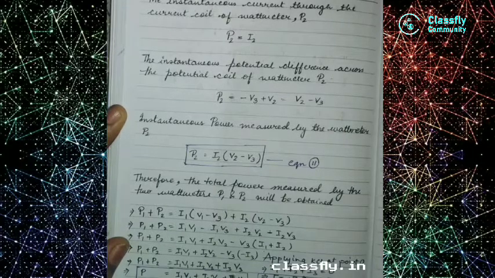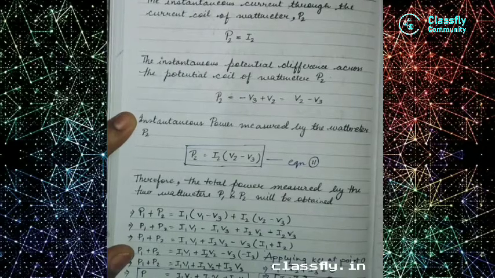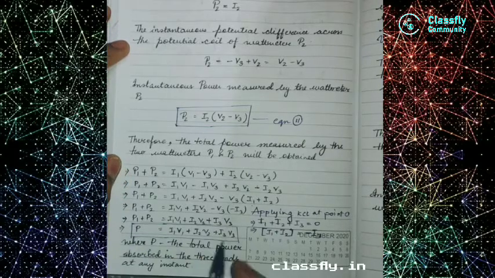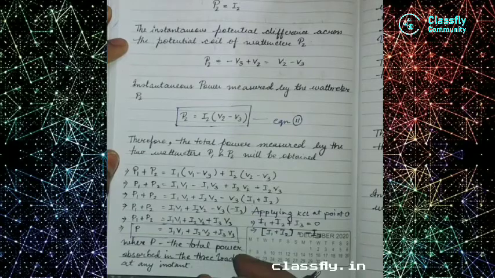So our total power, that is P, represents the total power absorbed in the 3 loads at any instant. That means for all the 3 loads, the power will be I1 V1 plus I2 V2 plus I3 V3. So this was our star connection load. Today's lecture ends here.